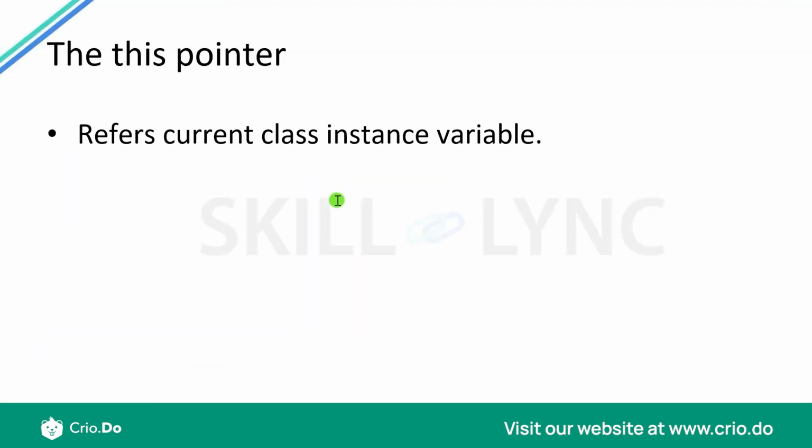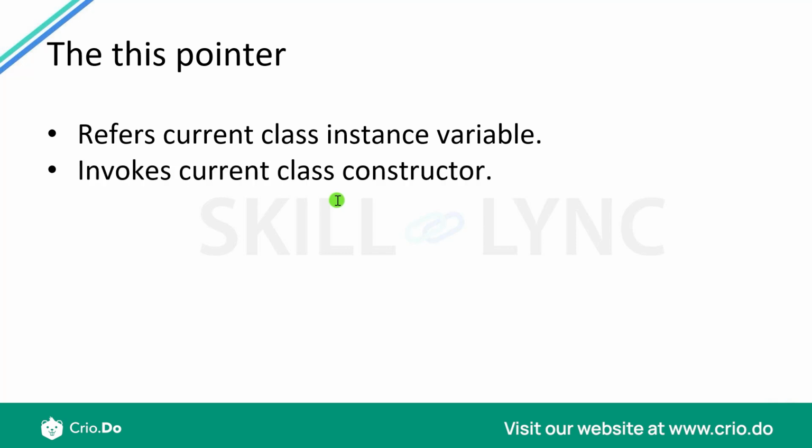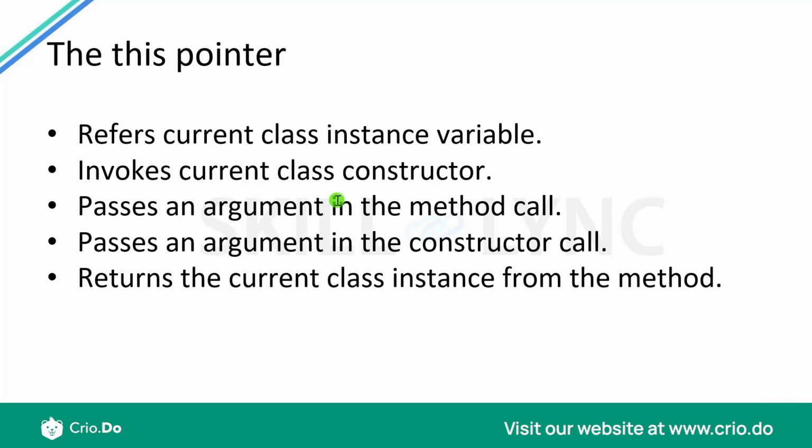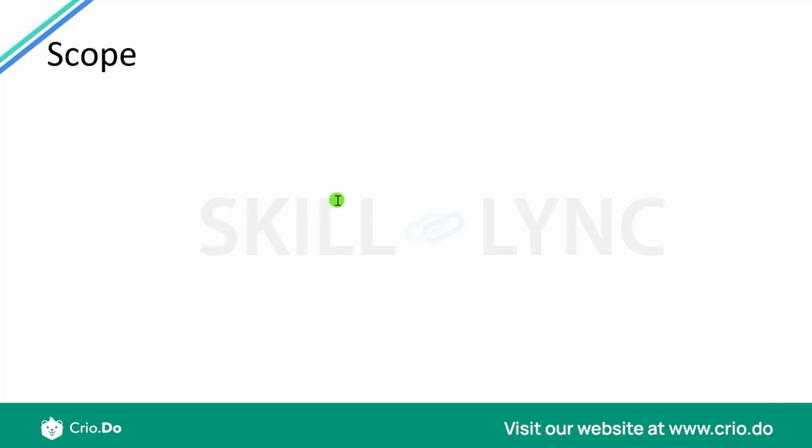So we saw how we could use this pointer to refer to the current class instance variable. We saw how we could use this pointer to invoke the current class constructor. This pointer would also pass an argument in the method call or in a constructor call. It could also return the current class instance from the method, which we just saw right now. So that's it about this pointer. Hope you do not have any confusion with this example. The key to avoid any other confusion is to keep practicing. Whatever I'm coding, you can keep practicing along with me, and then you will be able to understand how things are working. Now let's discuss something about scope.